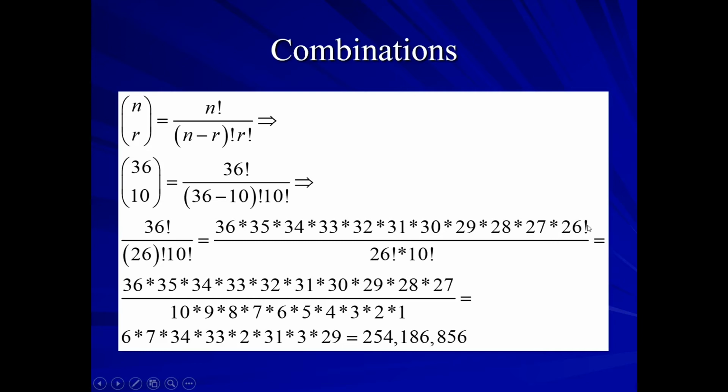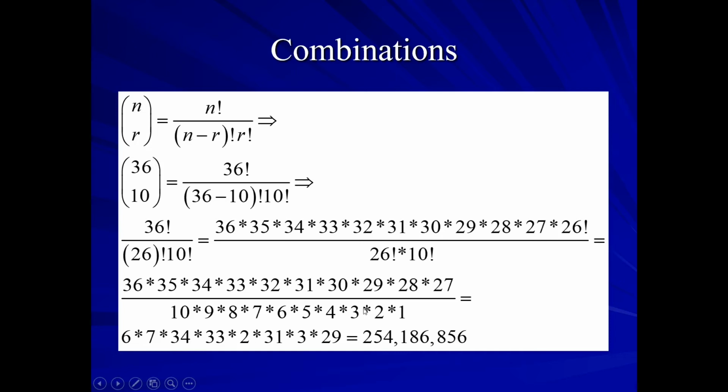Notice I stopped at 26 factorial. And that's because I have a 26 factorial in the denominator. And I can cancel everything in this 26 factorial with everything in this 26 factorial. And so that leaves me with 36 times 35 times 34 times 33 times 32 times 31 times 30 times 29 times 28 times 27 divided by this 10 factorial, which is 10 times 9 times 8 times 7 times 6 times 5 times 4 times 3 times 2 times 1.